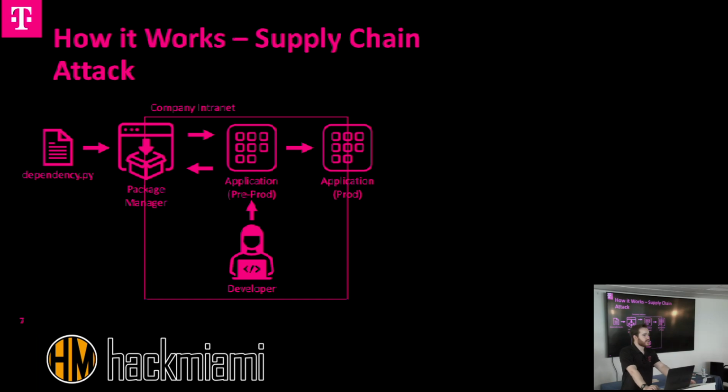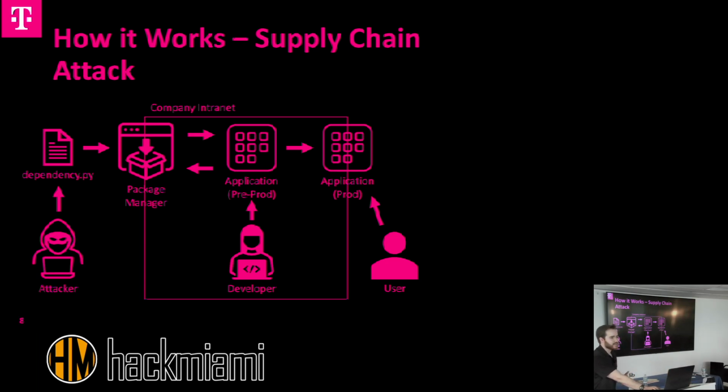Then the application goes into production, whether it is used internally or externally, it doesn't matter. It has the potential for clients to be utilizing it, and now we have this code running in an end application. The thought process here then is, what happens when an attacker is the one who initially creates and deploys this dependency?